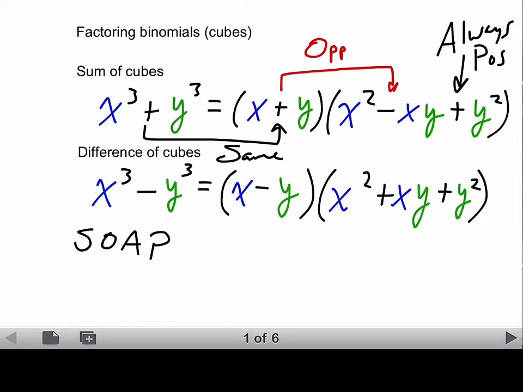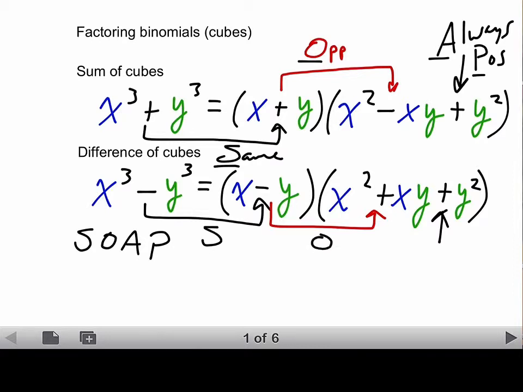And so that gives the acronym S-O-A-P, SOAP. So let's look at the difference of cubes. X cubed minus y cubed factors into, in the first set of parentheses, x minus y. Notice that's the same sign. And then for the larger set of parentheses, we have x squared plus xy. Well, that's an opposite sign. And then finally the plus y squared. That's always going to be positive. And so we have the same sign, the opposite sign, and then the last term is always positive.